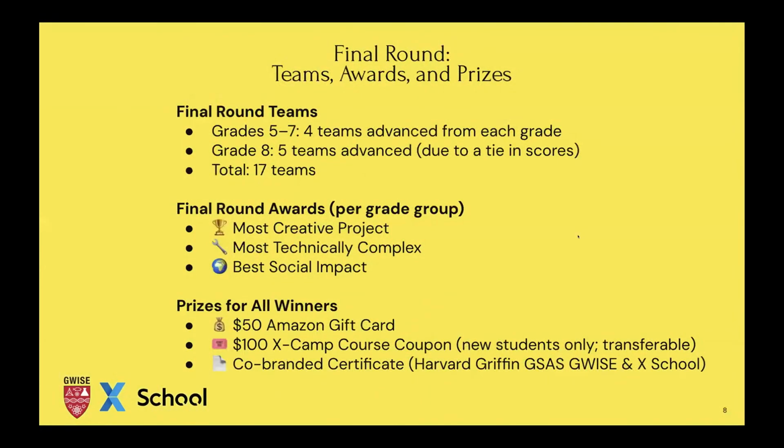Okay, so now the final round is comprised of awards and prizes. So again, we have grades 5 through 8 here today. Grades 5 through 7 have 4 teams which advanced from each grade. Grade 8 had 5 teams which advanced. And we have a total of 17 teams tonight. We know that is a lot, hence why I will cut you off at the 6-minute mark.